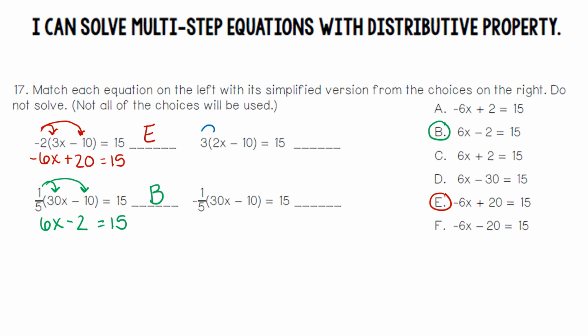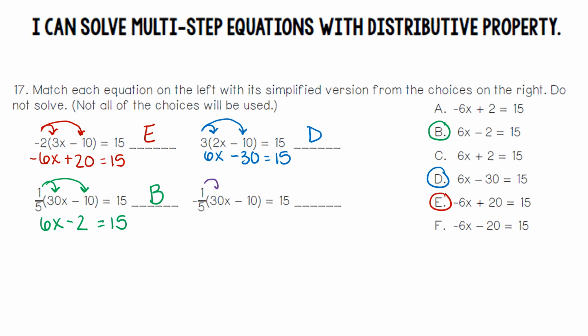For the next problem, we have 3 times 2, which is 6. Keep the x value with it. We also do 3 times the -10 to give us -30 equals 15. 6x minus 30 equals 15 is represented by letter D.